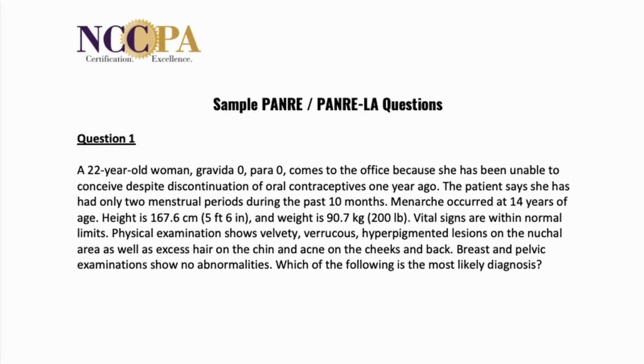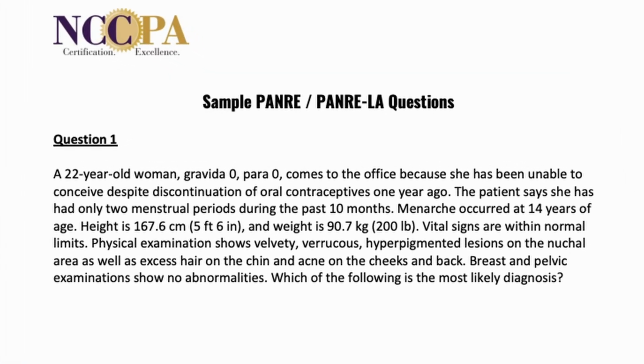And this is how I read the question. So first I look down here and it says, which of the following is the most likely diagnosis? Okay, cool. That's a straightforward one. It's just looking for what the diagnosis is. Okay, so when we look at this, it says a 22-year-old woman, gravida 0, para 0, comes to the office because she has been unable to conceive despite discontinuation of oral contraceptives 1 year ago.